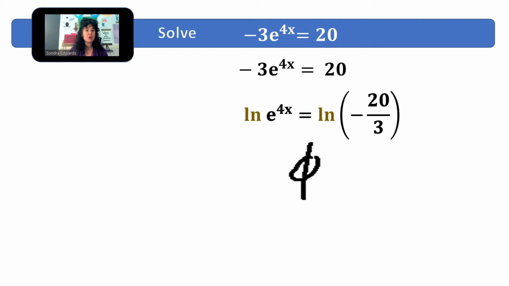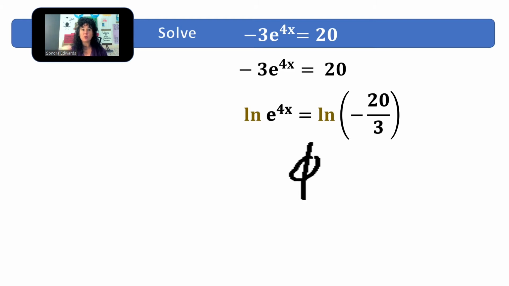If you just continued following process and you didn't notice that right away, you would have moved 4x to the front, and then you would have divided both sides by 4 natural log of e. And when you picked up your calculator and did natural log of -20/3 divided by 4 natural log of e, it would have said error.